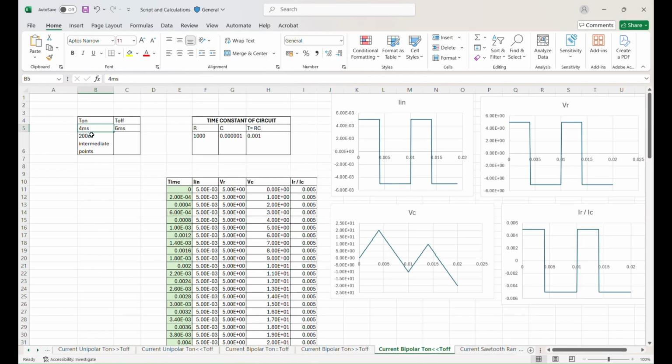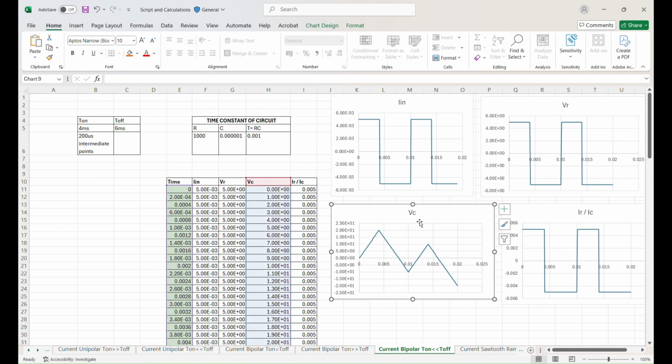Here, the time period when the input current is 5 milliampere is 4 milliseconds, and when the input is minus 5 milliampere, the time period is 6 milliseconds. This is how the voltage across the capacitor looks for the input current that is being fed to the circuit, and this is the current flowing through the circuit, and this is the voltage across the resistor. Let's simulate this and check.